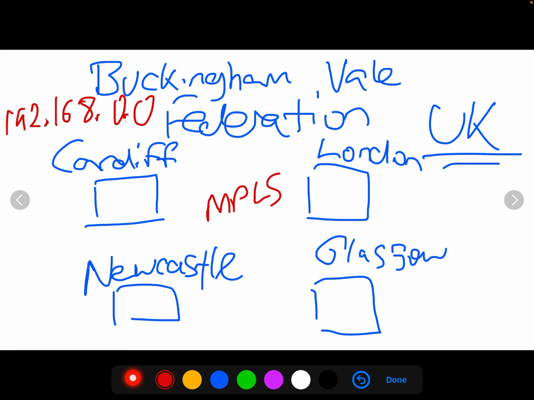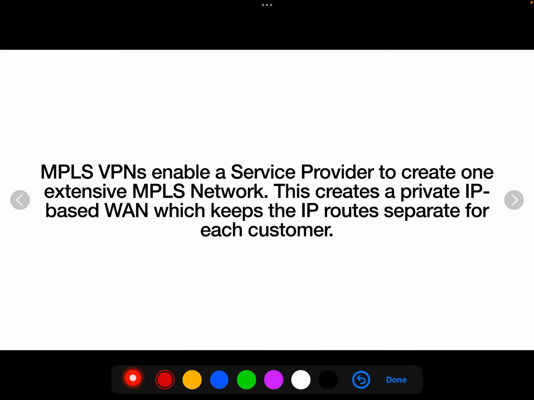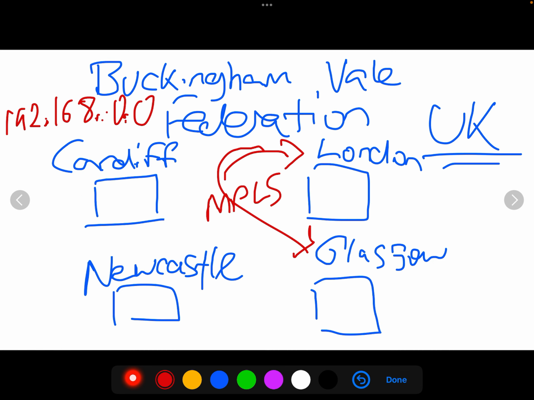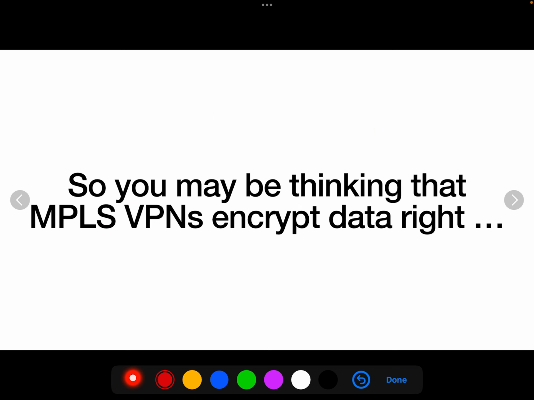Now, MPLS needs to be able to route traffic without getting packets mixed up. We don't want MPLS sending packets that were destined for London going to Glasgow. So MPLS VPN enables a service provider to create one extensive MPLS network. This creates a private IP-based WAN, which keeps the IP routes separate for each customer. Routes kept separate for each customer.